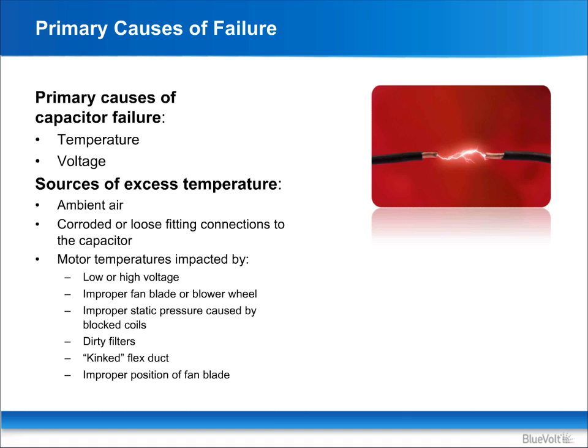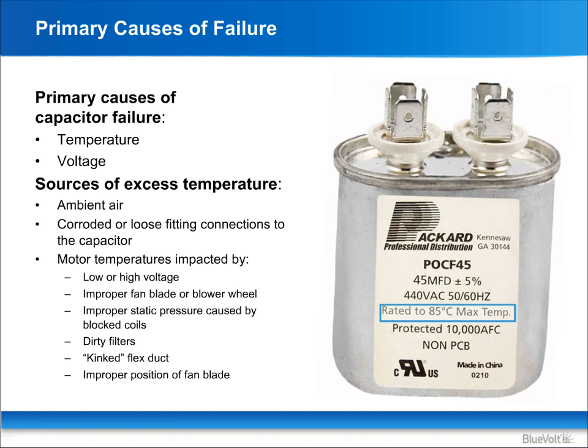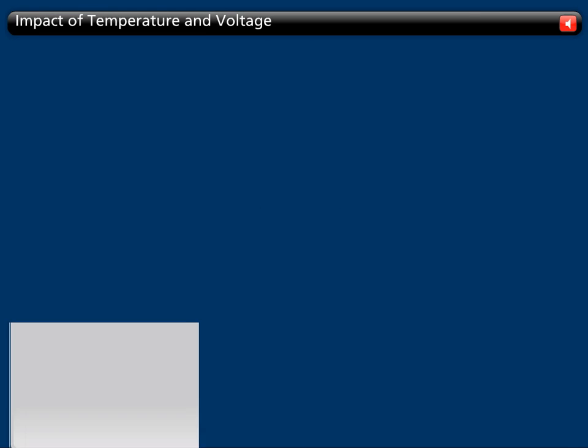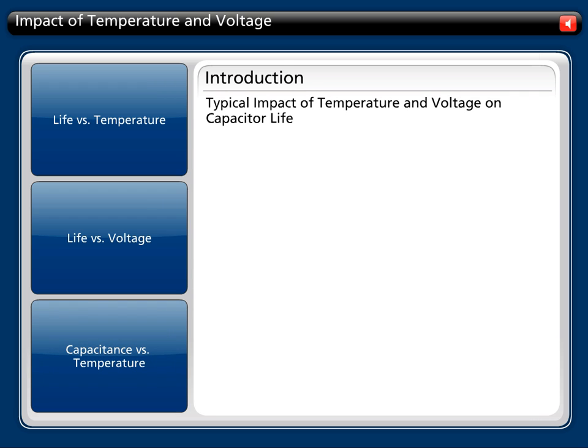To minimize the possibility of temperature issues reducing capacitor life, use a quality capacitor with the highest ambient rating available. For example, this 45 microfarad capacitor is rated to 85 degrees Celsius. That's 185 degrees Fahrenheit. We've created 3 charts to illustrate the typical impact temperature and voltage has on the life of a capacitor.